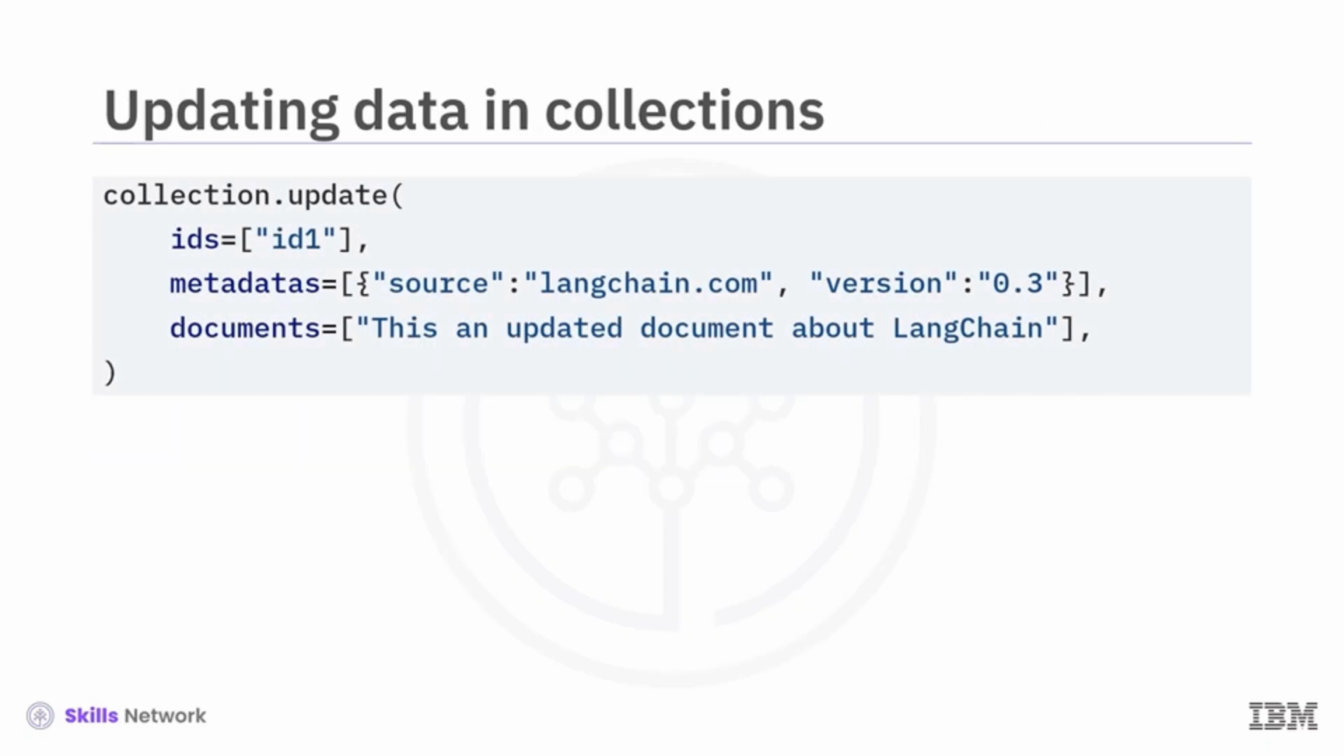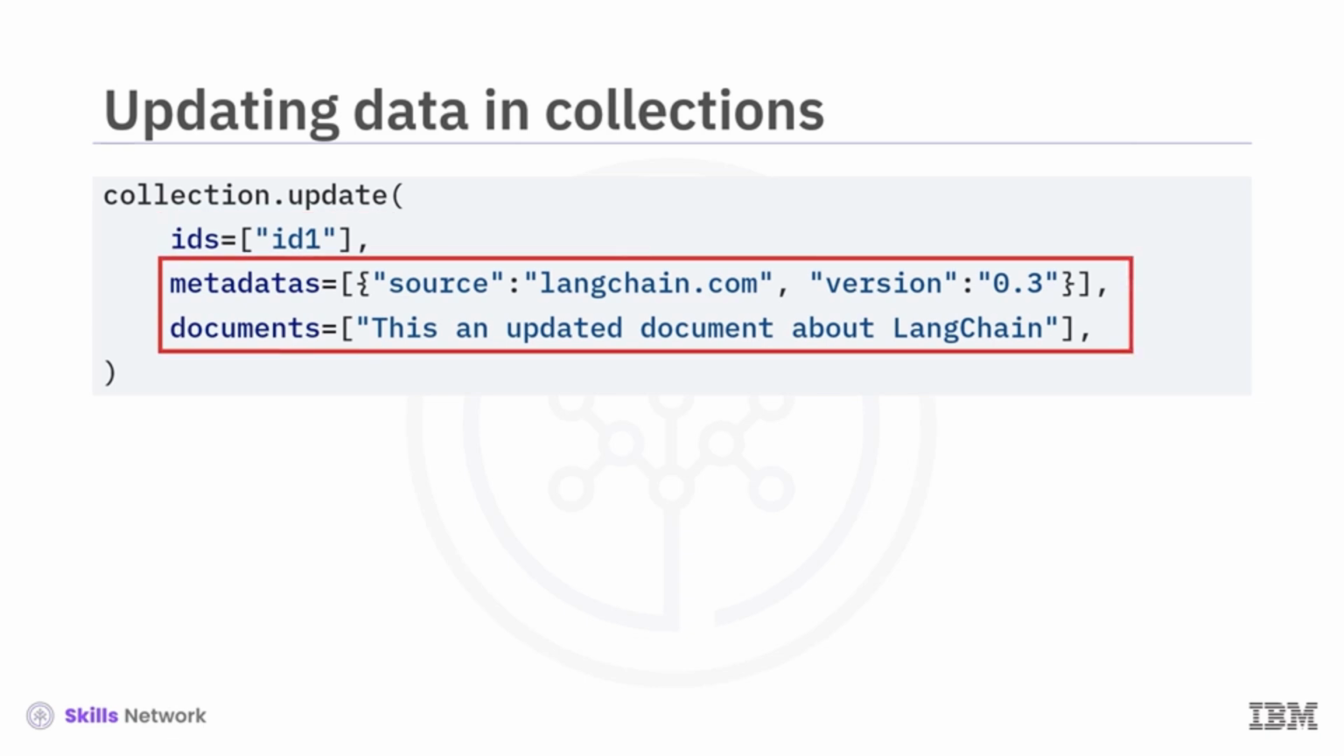To update existing data in your collection, use the update method. This enables you to modify one or more records based on their IDs. In this code example, we are updating the document about LangChain by specifying its ID, ID1. And we are changing both the metadata information and the text of the document. Note that ChromaDB handles re-embedding in the background, recomputing the embeddings for the document as soon as the update is submitted.